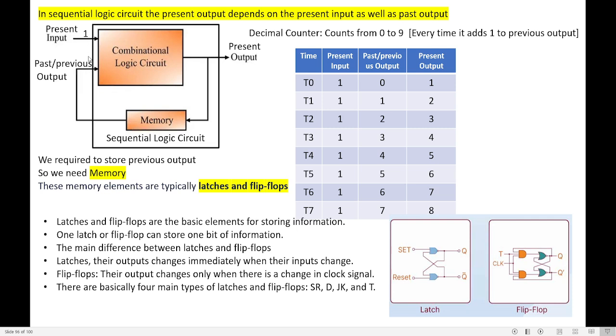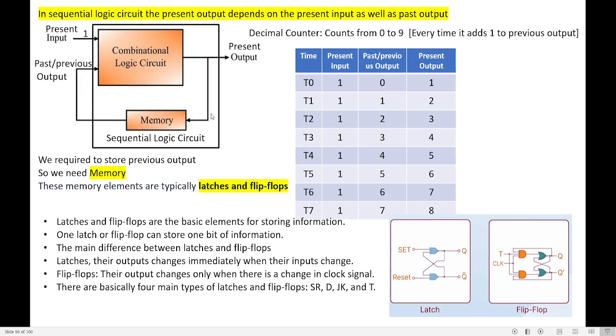Your present input is 1, previous output is 1. What is the job of a counter? Counter is to add 1 to previous output. So it is adding 1 to previous output. 1 plus 1 is 2. Now my present output is what? 2. That output 2 is passing through the memory. So here the memory is storing what? 2 and feeding back to the circuit.